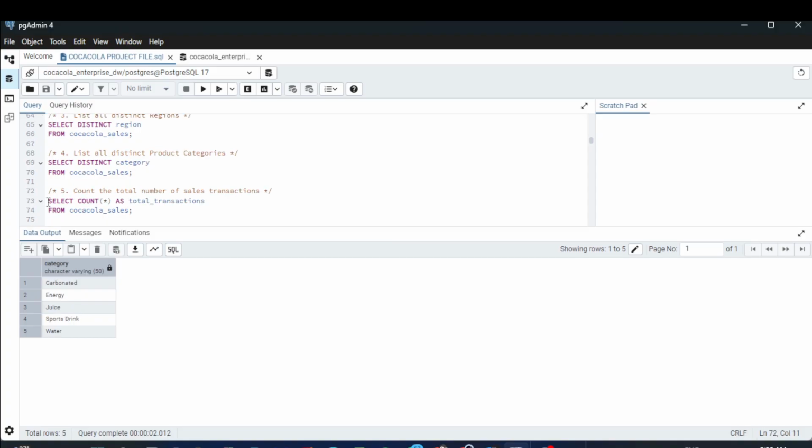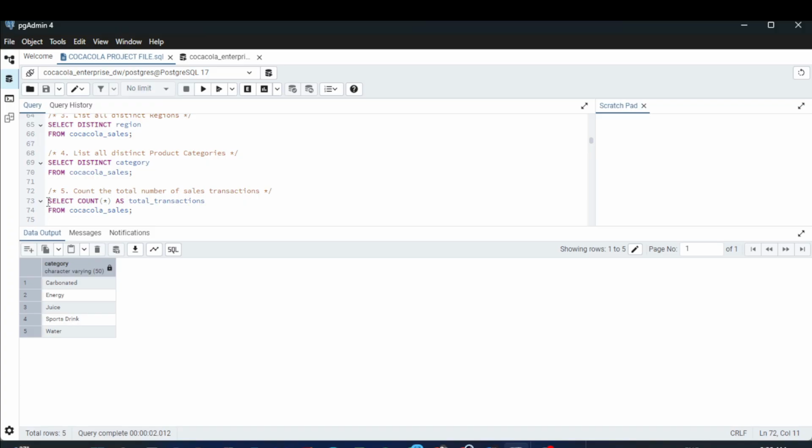Number 5 says count the total number of sales transactions. So for us to count the total number of sales transactions, we select count as total transaction from Coca-Cola. So this will show you the total number of sales transactions. The total number of sales transactions is 160,000.